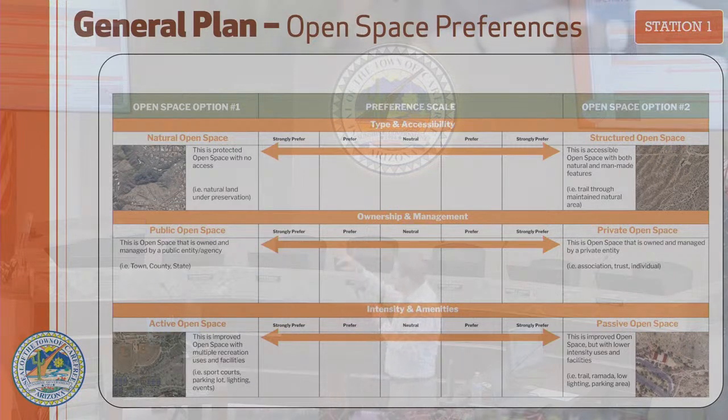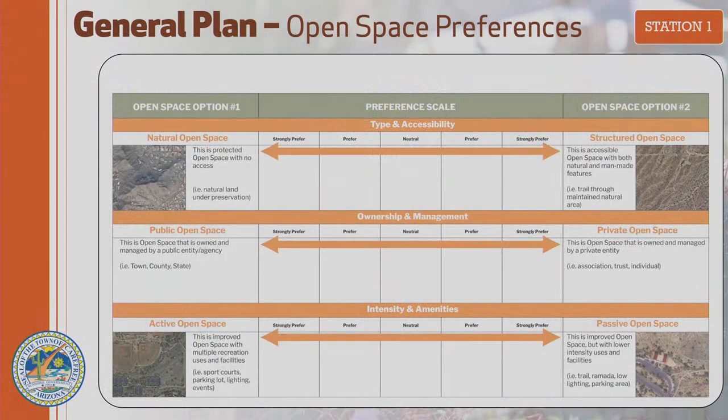But the nuance here is, in any general plan, you can go into it and look at open space, and some of it's natural open space. You don't touch it, you don't access it, you just look at it. It's preservation. So that would be that natural open space. But then structured is, yeah, we could structure it to just have passive open space. We could structure it to have active open space. So we want to understand from your perspective, when you say, Matt, we want the general plan to focus on open space, I need to know what you mean by that. So type and accessibility is one.